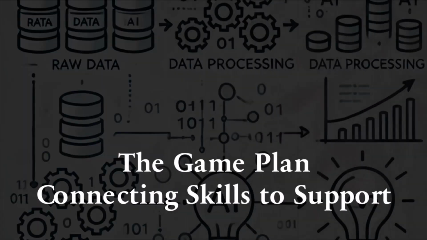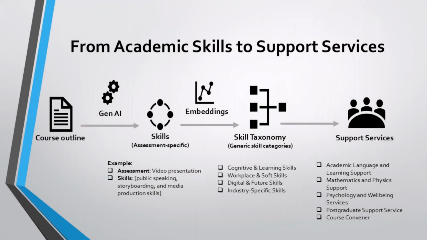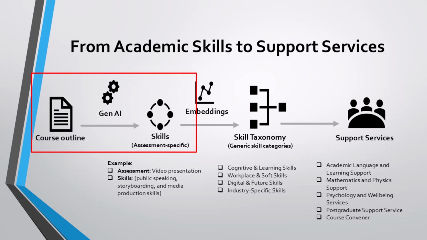Now that we have the course outline data in a format we can work with, here's the plan. Instead of jumping straight into mapping everything to general skills, which can make us lose important context, we focus first on pulling out the assessment-specific skills. These are the actual skills a student needs to do well in a particular task. This is really important, because once a student knows what skills are expected, they can check for any gaps and work on them early. That's the first goal here, to help students identify what skills they need.